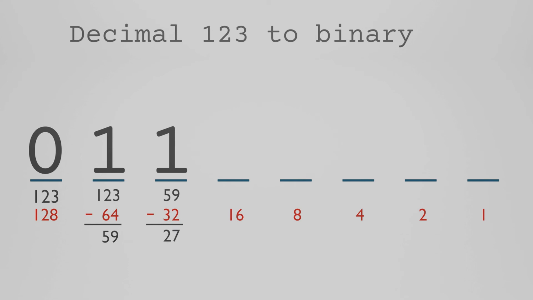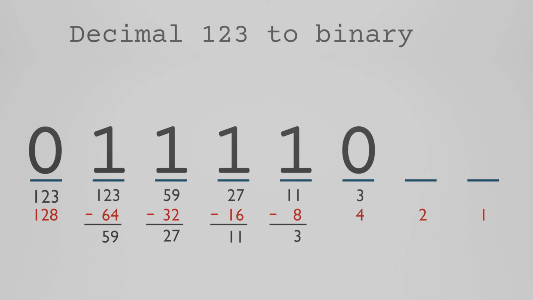27 is greater than 16, so put a 1 there. And subtract 16 leaves you 11. You can subtract 8 from 11, so put a 1 there. You've got 3 left. You can't subtract the 4 from 3, so that gets a 0. You can subtract 2 from 3, you've got 1 left, put a 1 there, and a 1 in the last position. Now you're left with exactly 0, just as you should be.